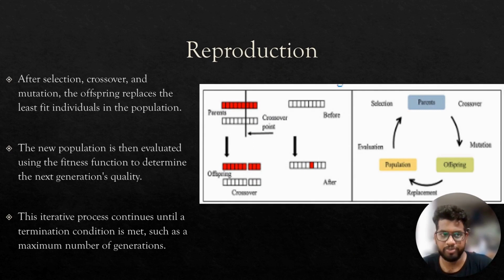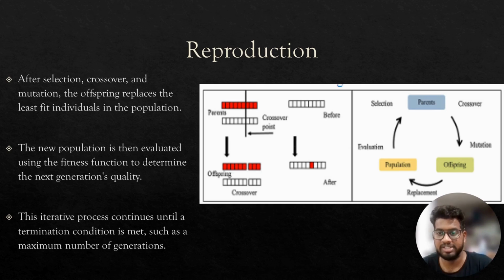Talking about reproduction. After selection, crossover, and mutation, the offspring replaces the least fit individuals in the population. The new population is then evaluated using the fitness function to determine the next generation quality. The iterative process continues until a termination condition is met, such as the maximum number of generations.